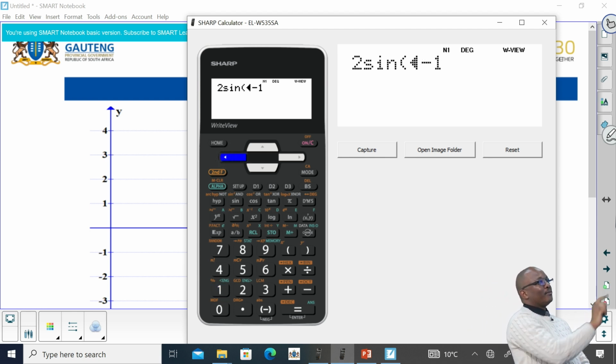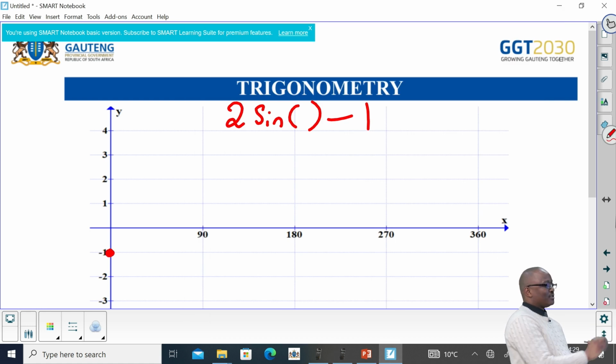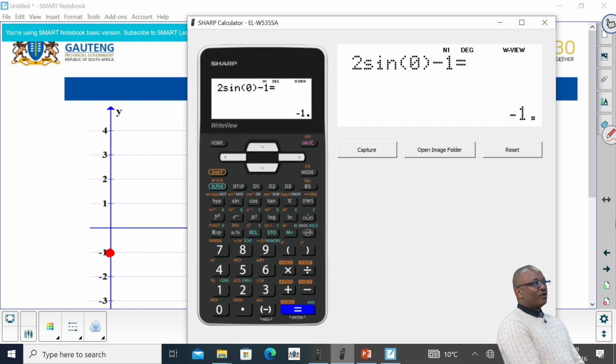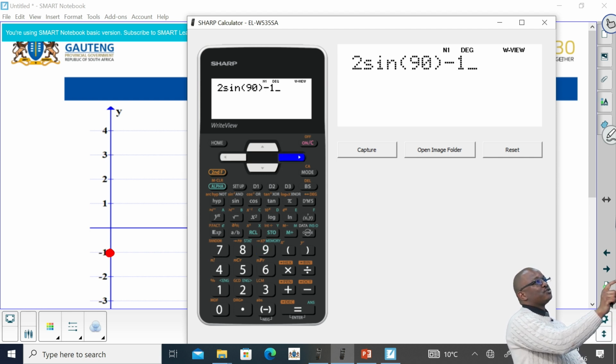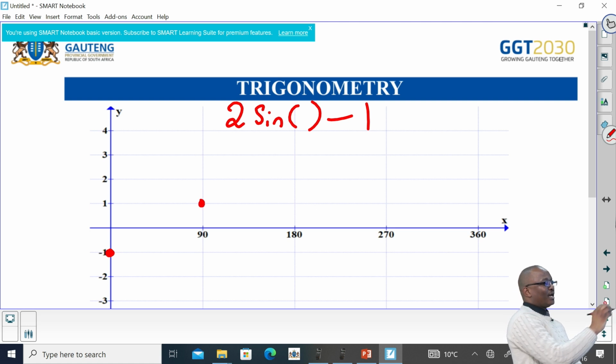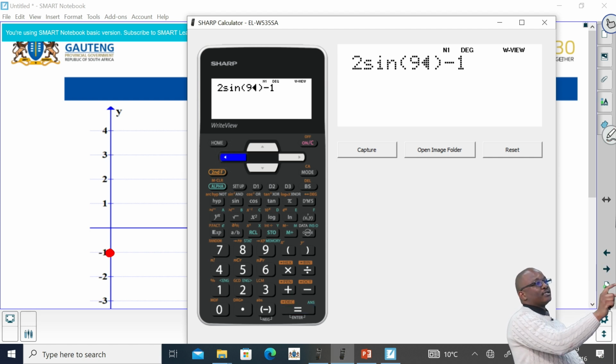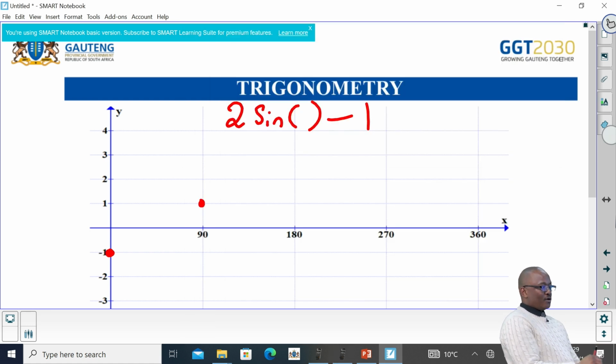Then you go and punch 0, because we are looking at 0, 90, 180, 270, 360. If I punch 0 there and I say equal, then you will see that it will be negative 1. Then that's where we're going to put our negative 1. Correct. Then you go inside the bracket there, you still substitute 90. Then if you say equal sign, then you get 1. Then 90 and 1. Then you will have to go and punch your 180. If you say 180, then you are going to get negative 1 again. So that's where you get your negative 1.